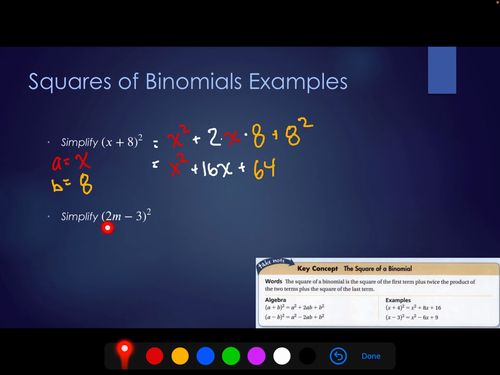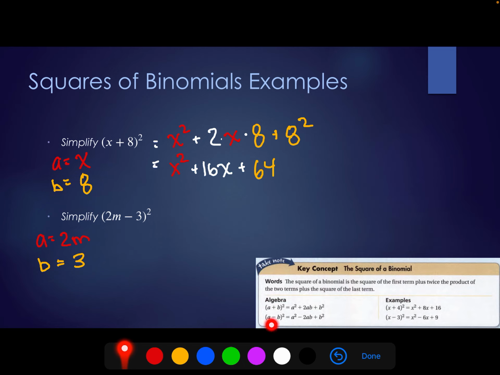Now let's try it again for this 2m minus 3 squared. Again, first thing we're going to have to do is identify our a value and our b value. So our a value here is going to be this 2m, this entire thing. This first term of the binomial, that's always going to be our a value. So let's say our a value is equal to 2m. And our b value, again, is the second term, so that's just going to be 3. And when we write out our b value, we can just ignore that sign in front of it. So our b value is just 3.